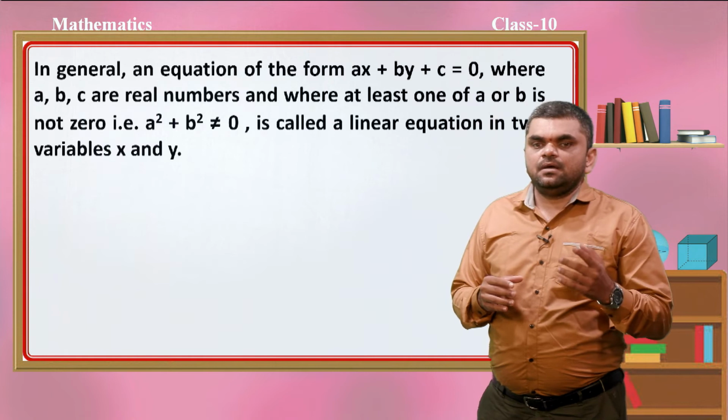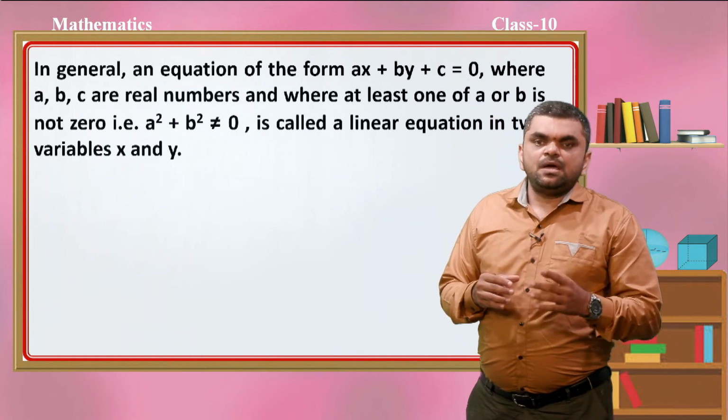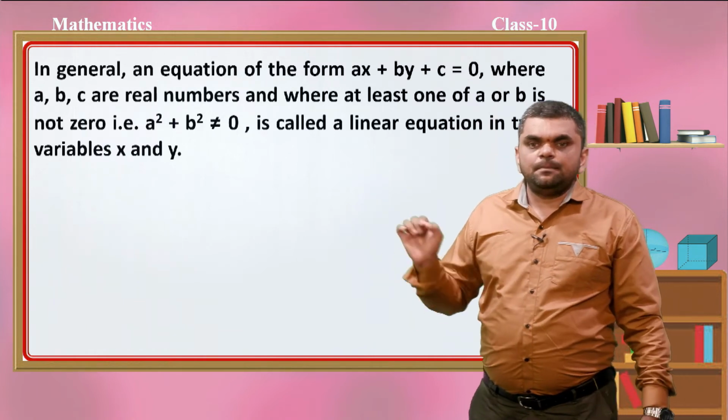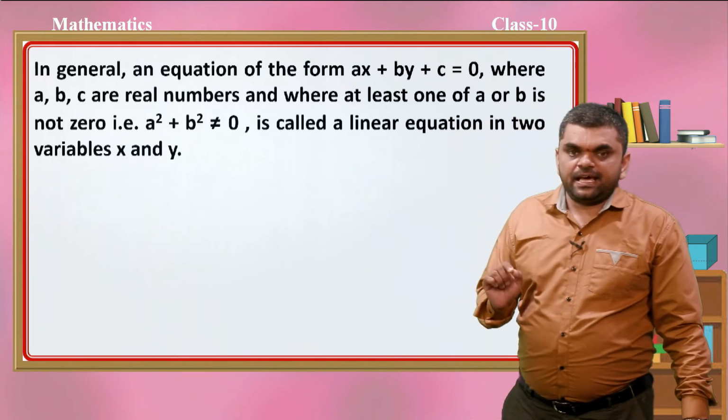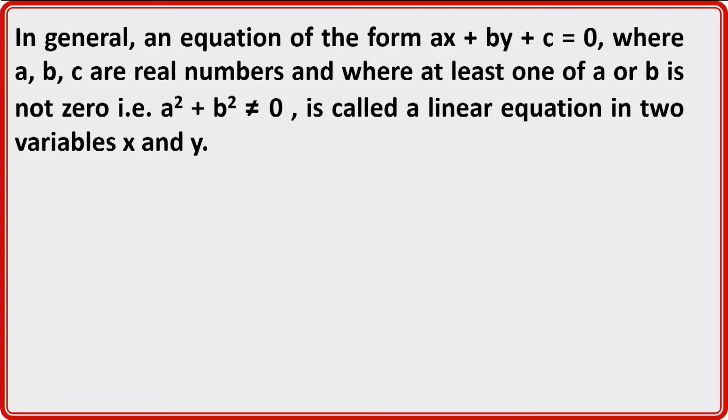In general, an equation of the form ax plus by plus c is equal to 0, where a, b, c are real numbers and at least one of a or b is not equal to 0, that is, a square plus b square must not equal 0, is called a linear equation in 2 variables x and y.